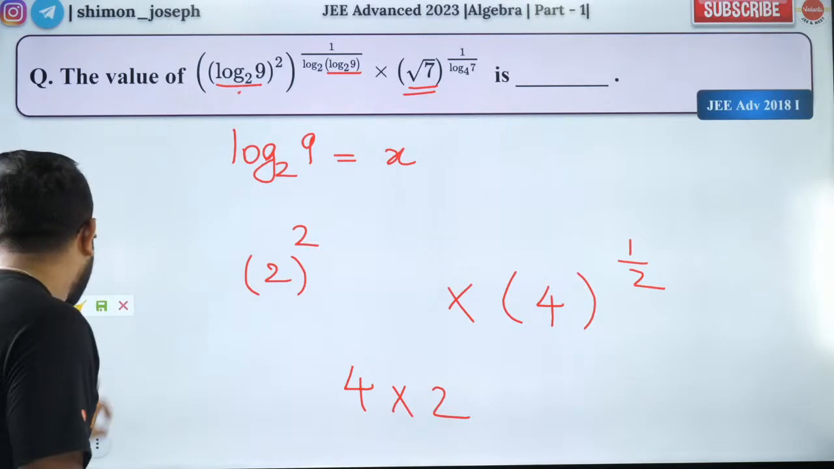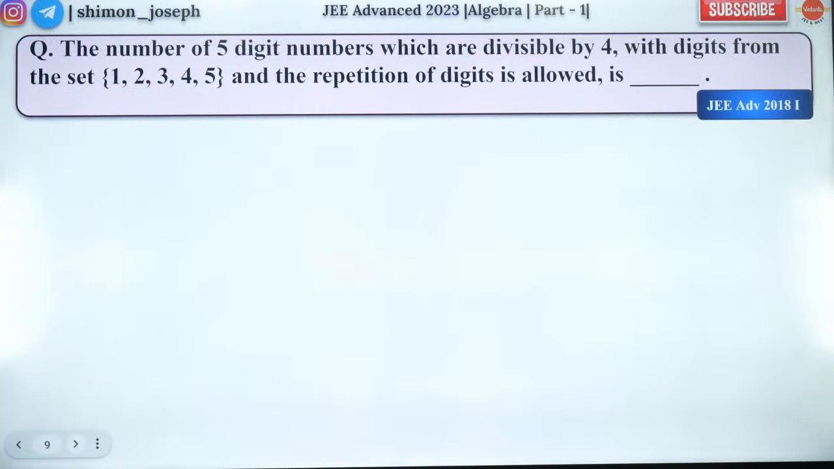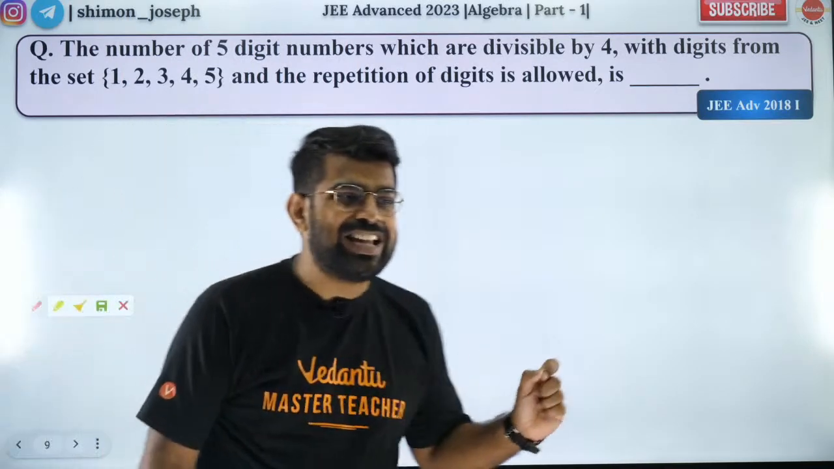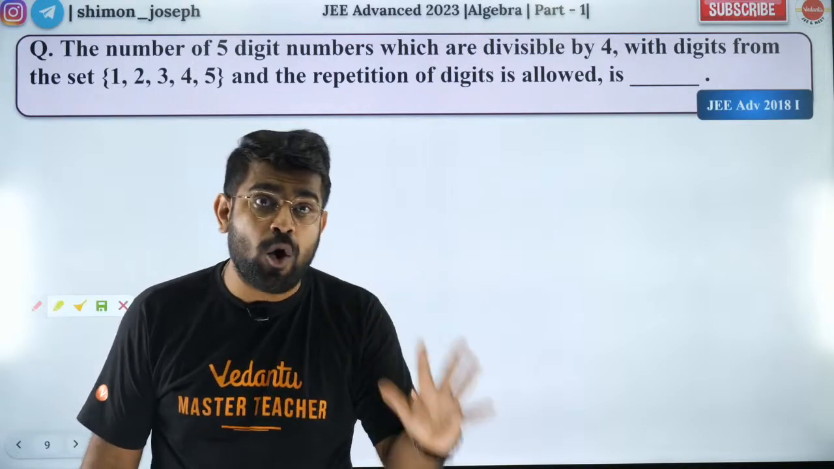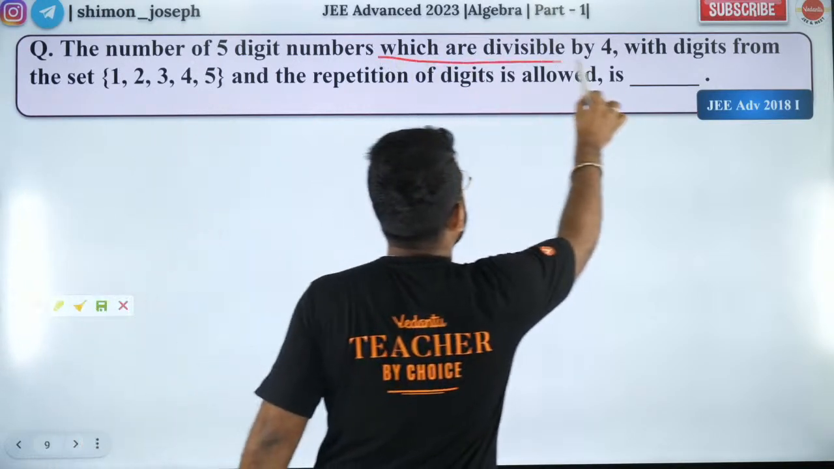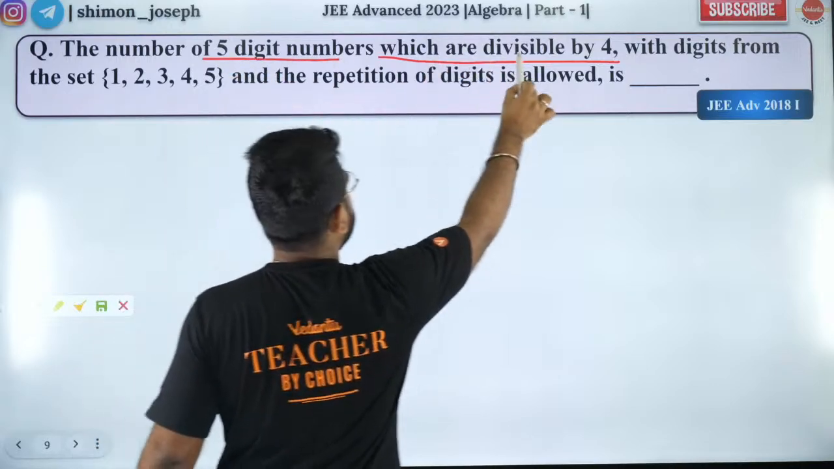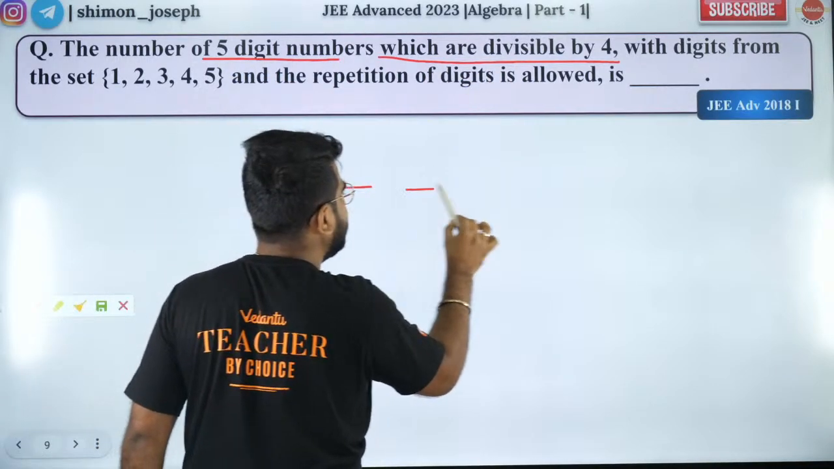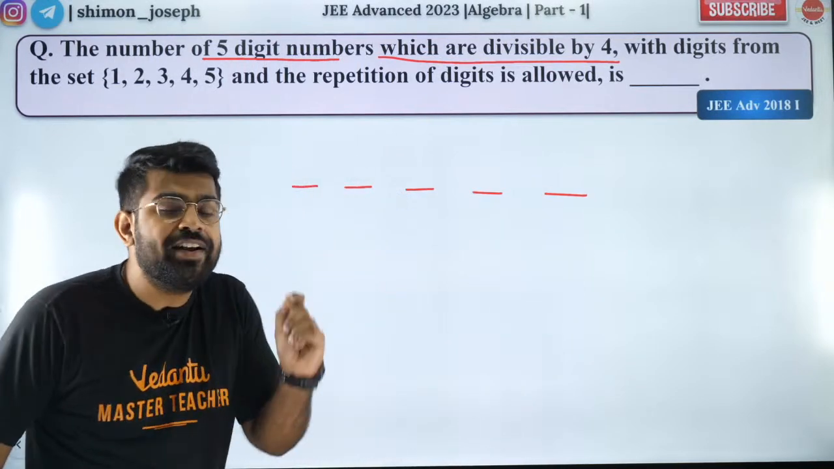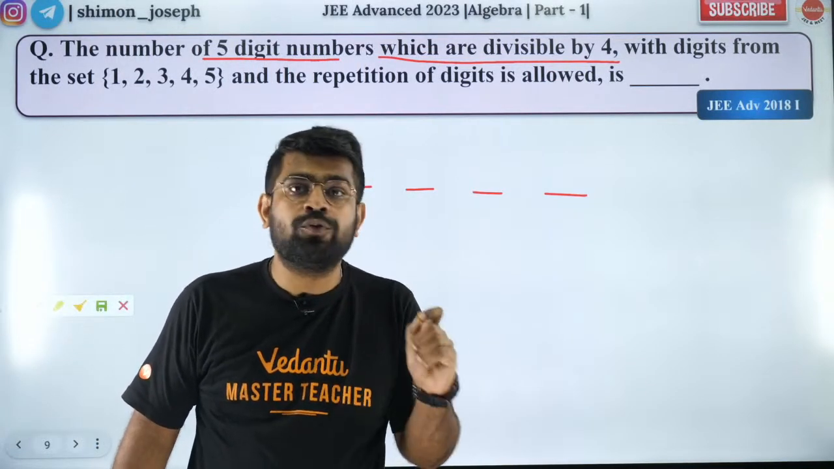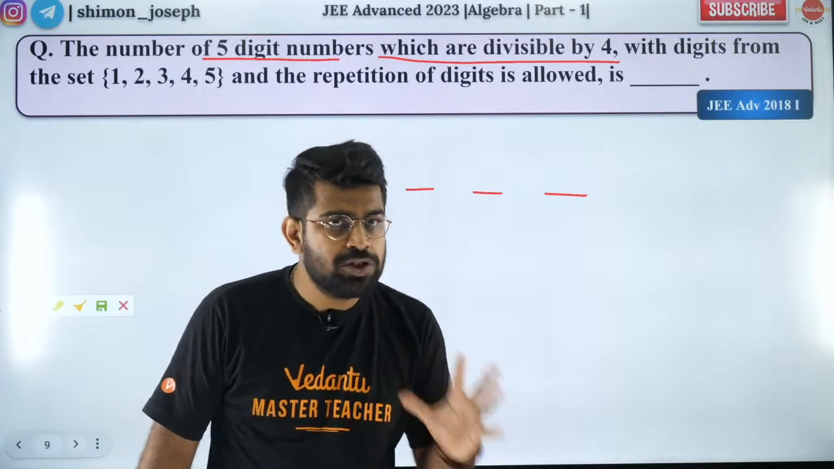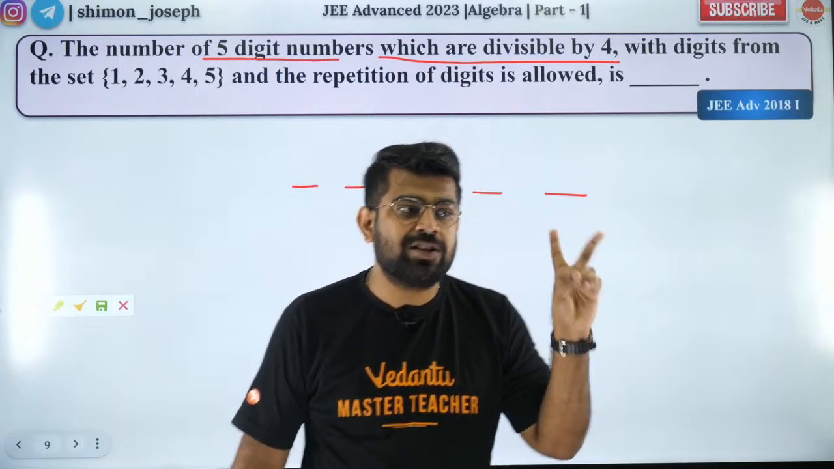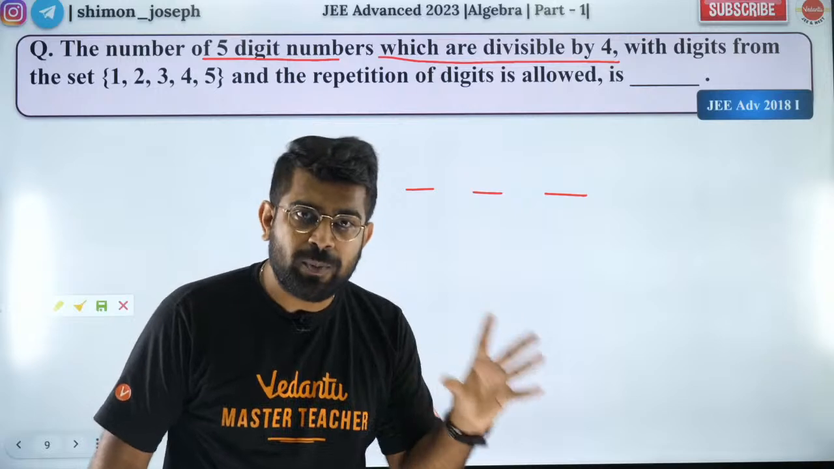Very good. So let's go to the next question, guys. Very fast. So the next question is over here. Again, one more question from permutation and combination. Let's try to solve this. So you have a 5-digit number and you want it to be divisible by 4. So 1, 2, 3, 4, 5. Now guys, what is divisibility by 4? Divisibility by 4 means the last 2 digits must be a multiple of 4. Is that correct? Everybody cool with that?